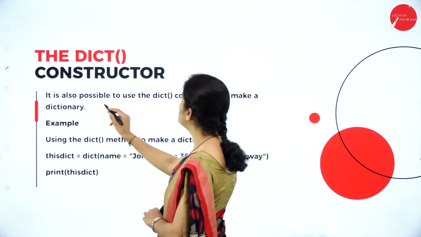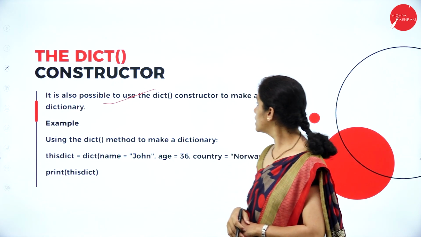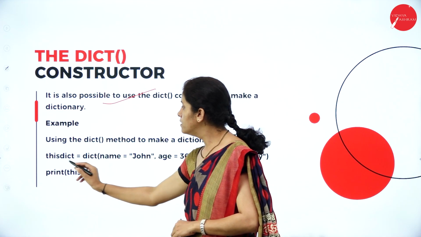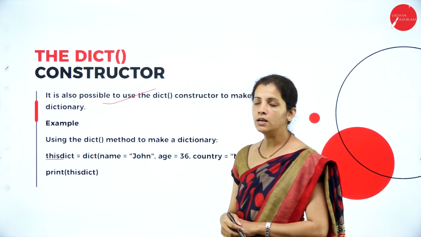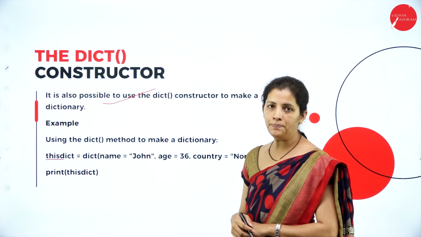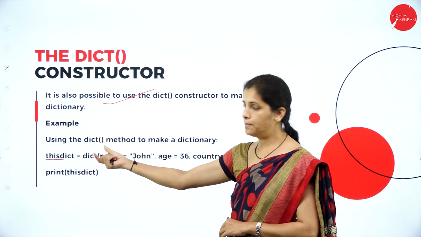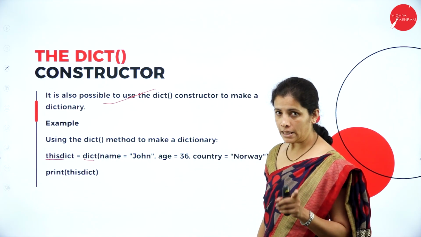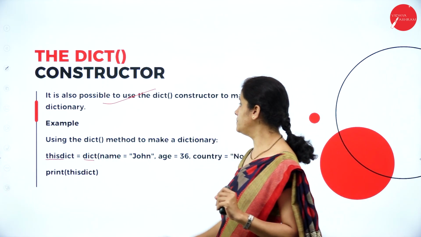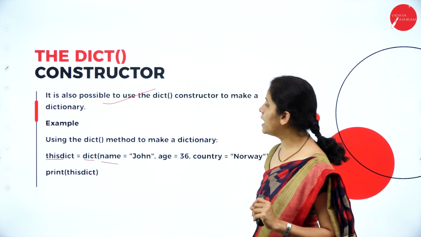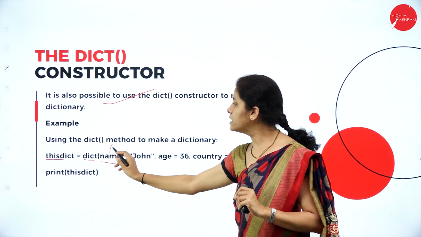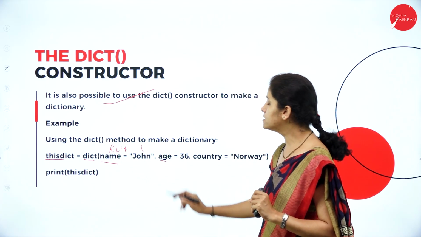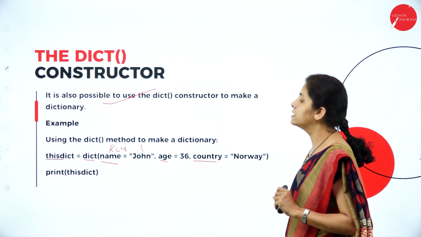It's also possible to use the dict constructor to make the dictionary. See here. So this dict is nothing but the type of the dictionary variable. Dict is a method, or rather a constructor, and I'm going to give the values as key and value pairs. Age is nothing but the key. Country is nothing but the key.